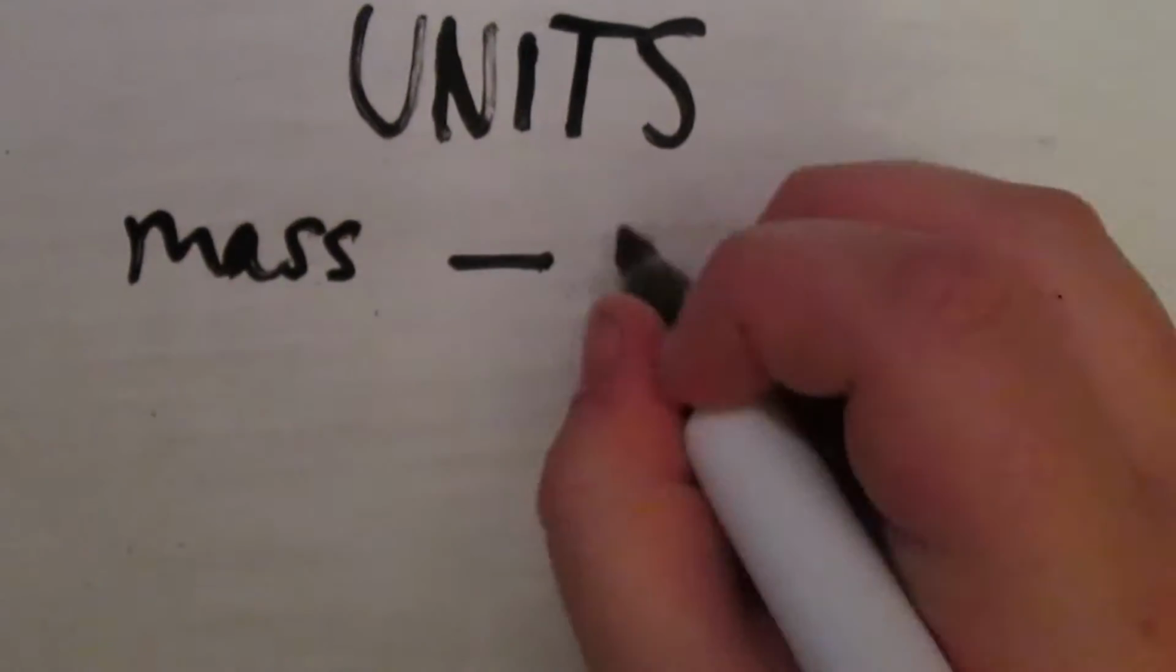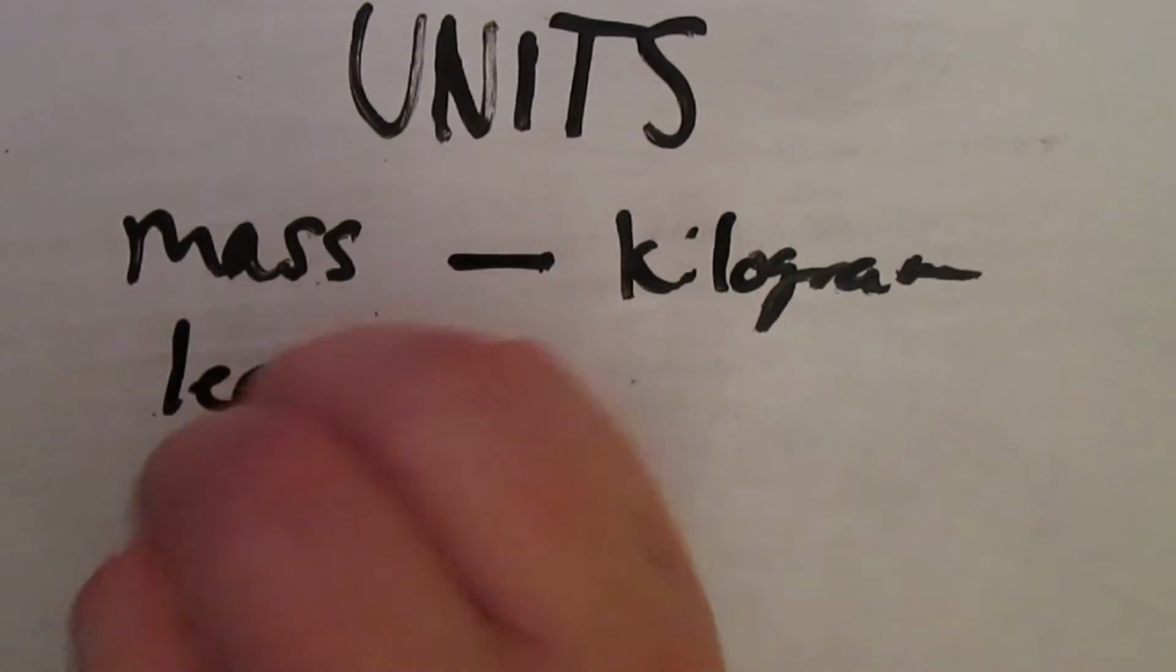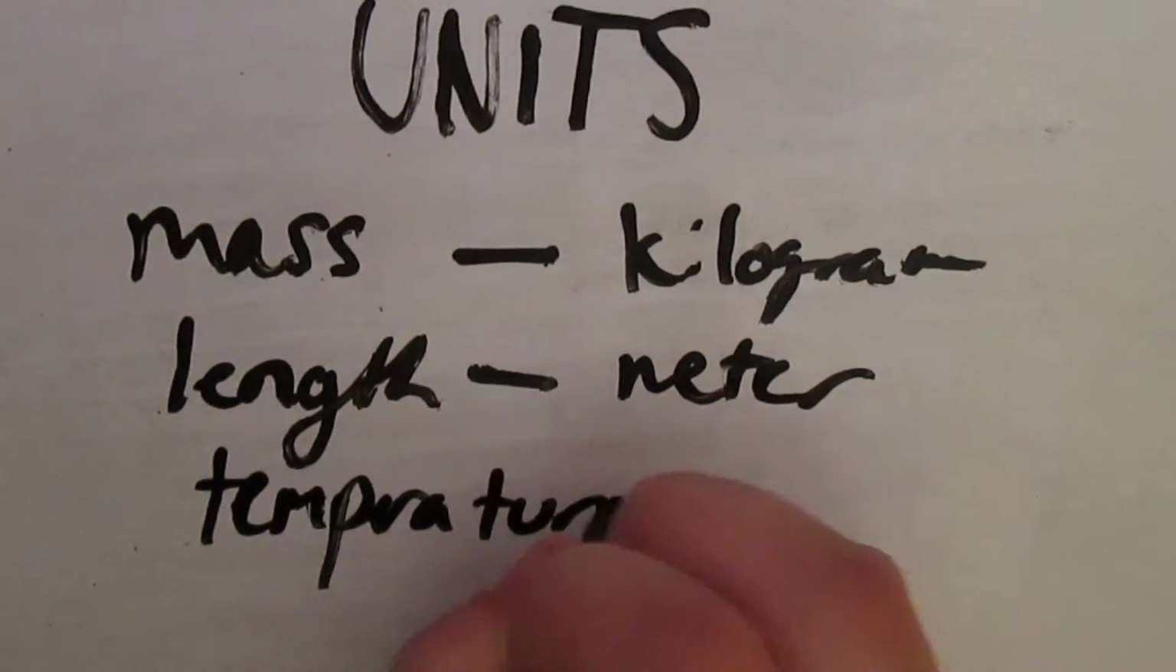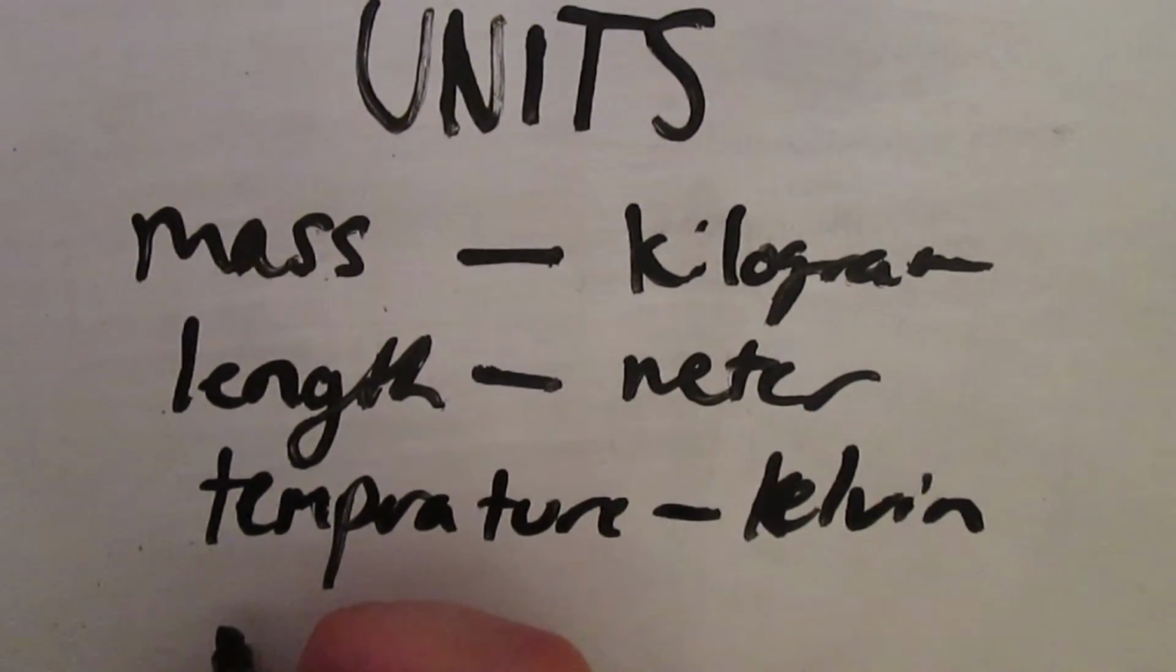Next, let's move on to grams. What is a gram? Well, a gram is an SI unit for mass. Some other SI units include meters for length and Kelvin for temperature.